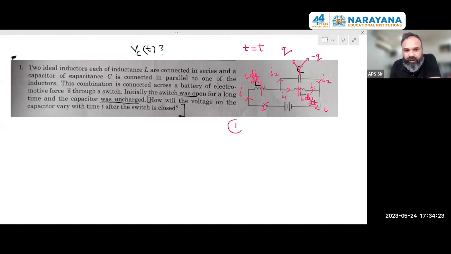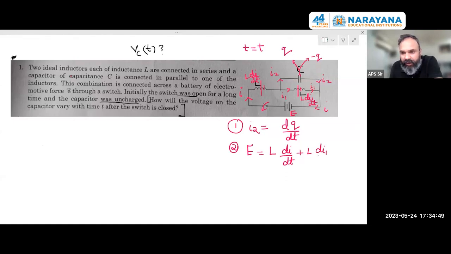I2 is responsible for the rate of increase of this charge, so I should write it as dq by dt. That's fine. Secondly, I should try to write the potential drop. So if the EMF is E, I should write E as an L di by dt term plus an L di1 by dt term, right? That is the second equation by Kirchhoff's voltage law.